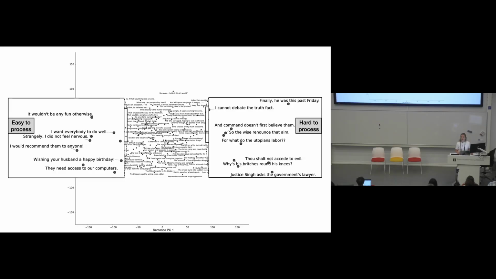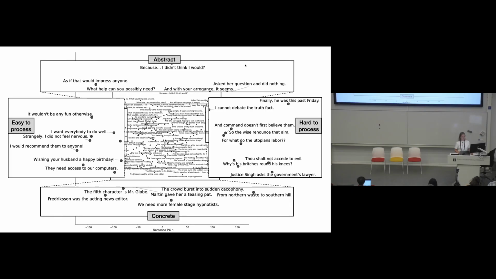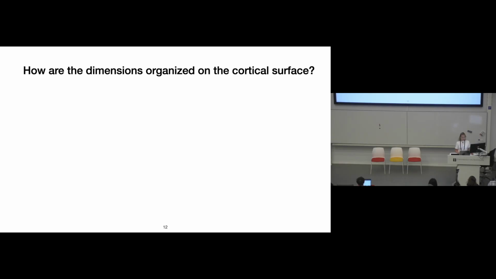Here, every single dot indicates a sentence's coordinates in this two-dimensional PC1, PC2 space. So here we are spanning the first PC from easy to process, it wouldn't be any fun otherwise, to hard to process, such as "finally he was this past Friday." And the other dimension, abstract to concrete. Now, where and how are these dimensions organized on the cortical surface? Do we see any meaningful structure?